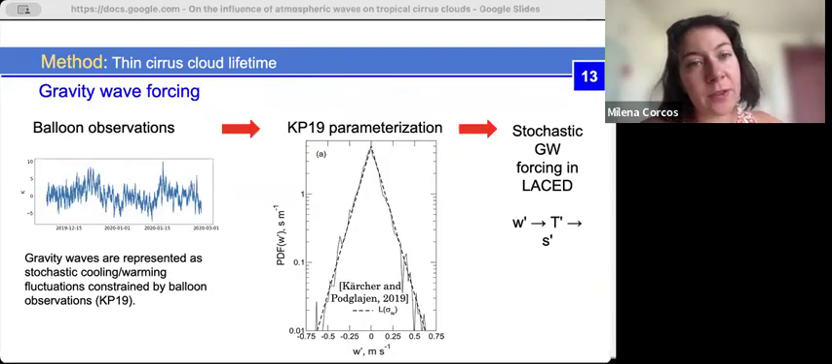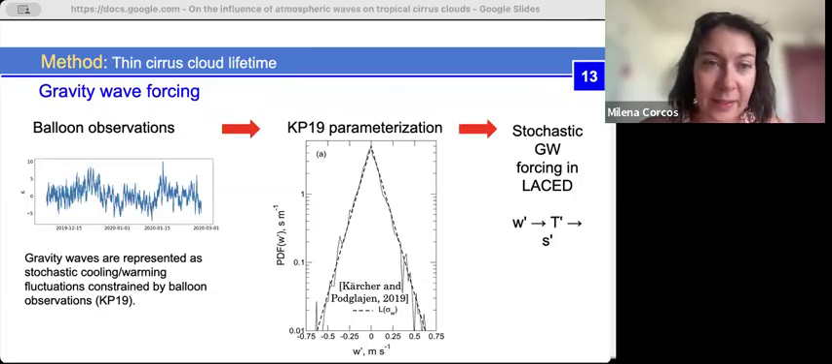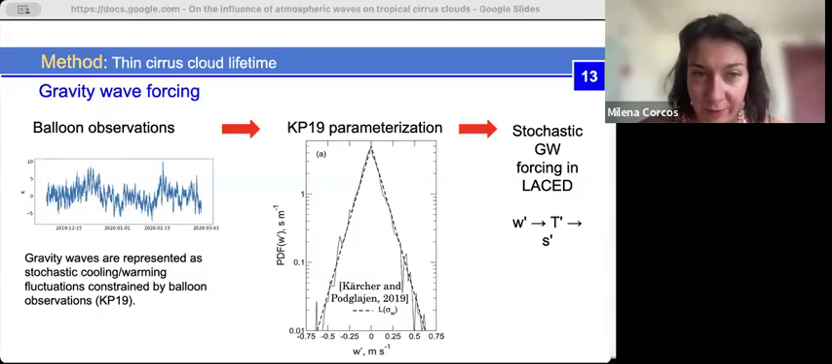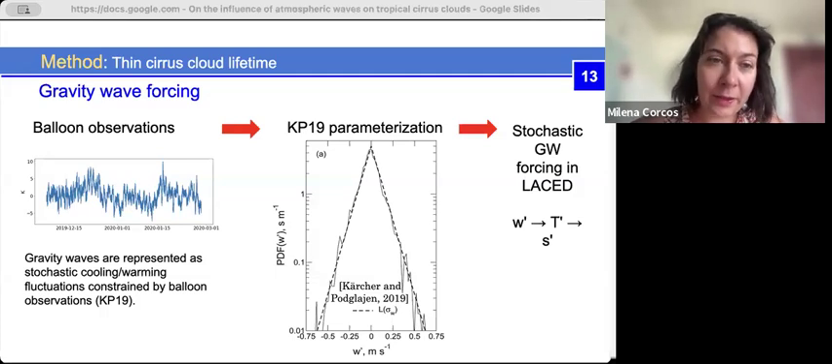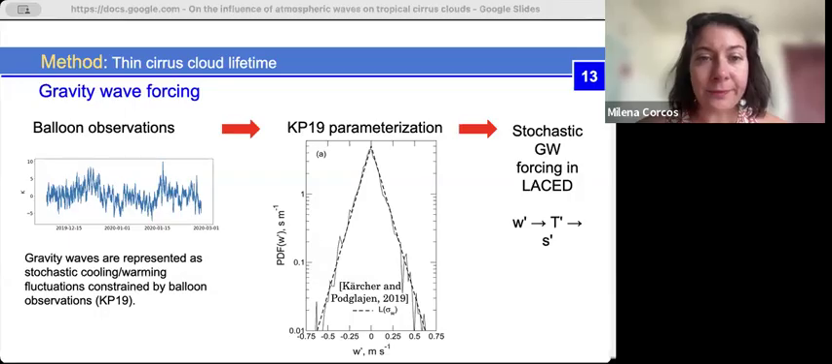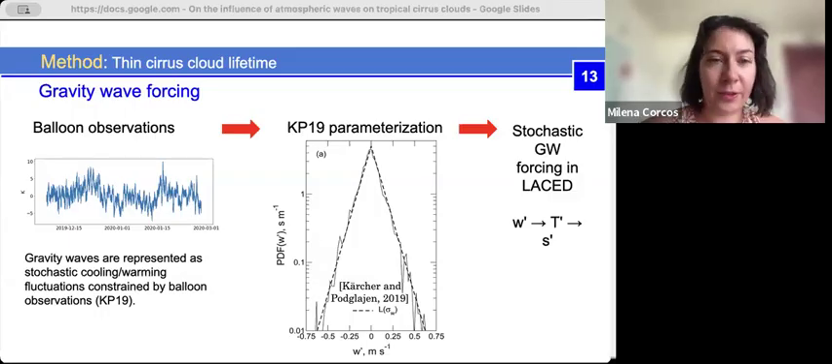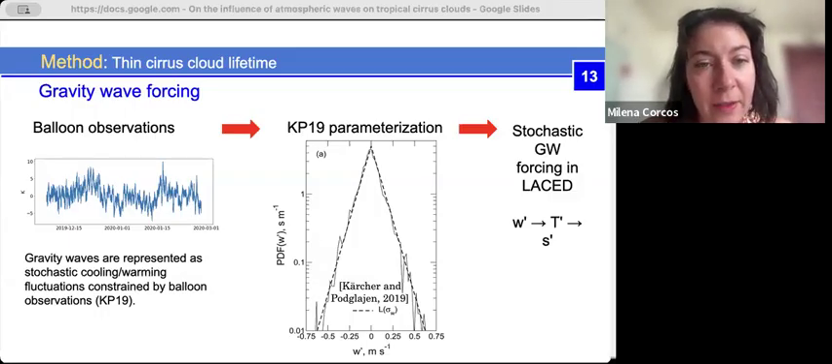So in addition to the slowly varying large-scale wave, we know that TTL cirrus experience rapid fluctuations associated with gravity waves. The balloon observations illustrated how ubiquitous these fluctuations are. On the left, you can see a time series of gravity wave-driven vertical temperature, recorded by a balloon.